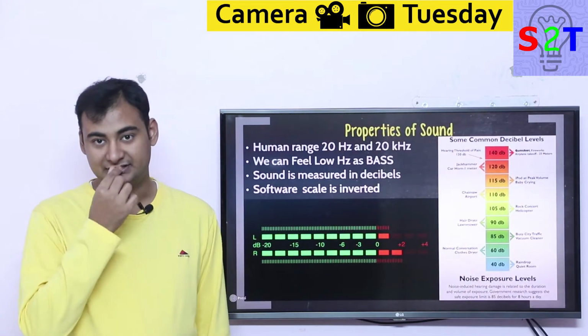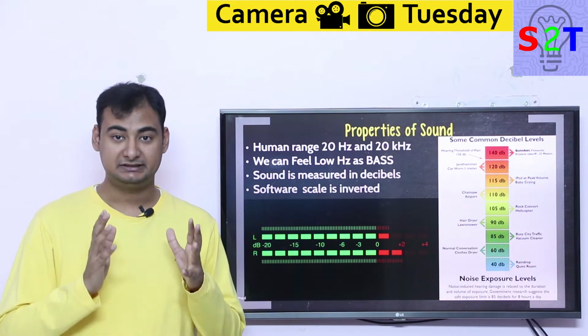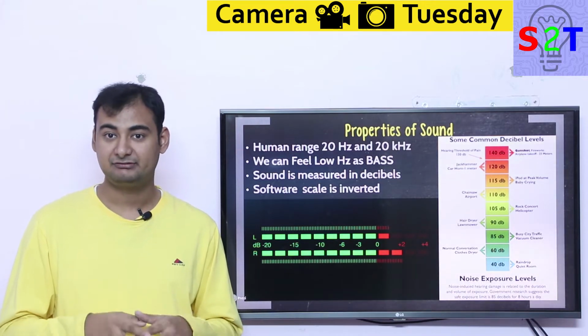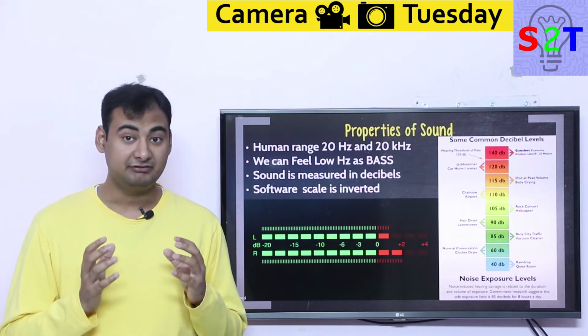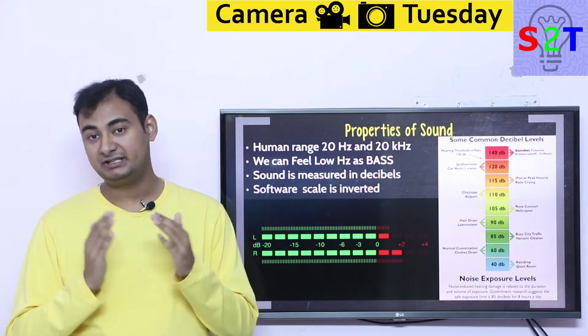Now first thing you have to understand is the properties of sound. Sound is very different to light, and given the fact that we auto adjust to everything, we have auto gain basically, it makes it very difficult to understand. So let's simplify it. Now first thing you have to understand, sound is just vibration.